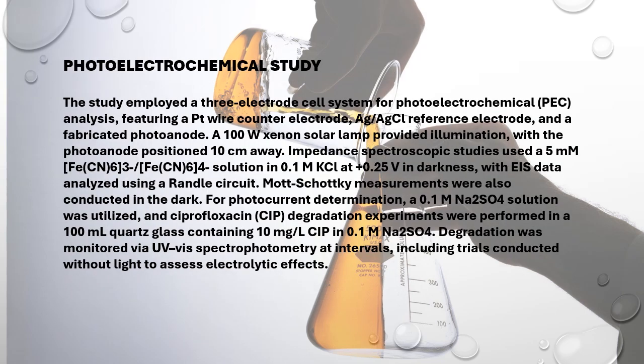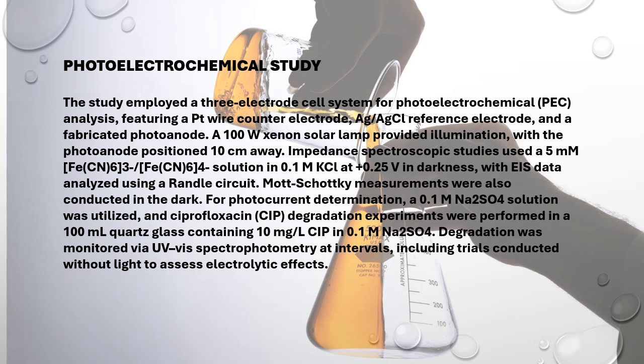For the photoelectrochemical study, they employed a three-electrode cell system featuring a platinum wire counter electrode and the fabricated photoanode. A xenon solar lamp of 100 watts was used for illumination, with the photoanode positioned 10 centimeters away. For impedance spectroscopic studies, a 5 milliliter solution of ferricyanide in 0.1 molar potassium chloride solution was used in the darkness.